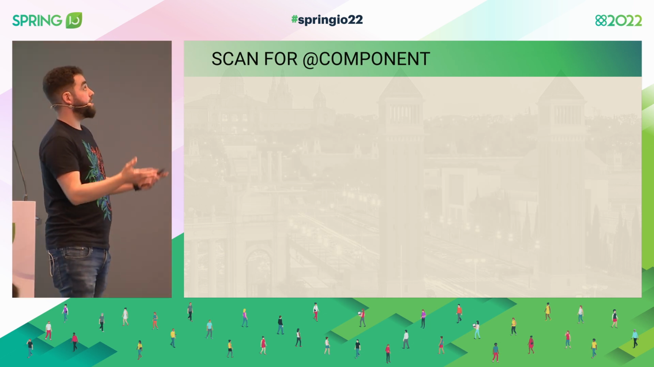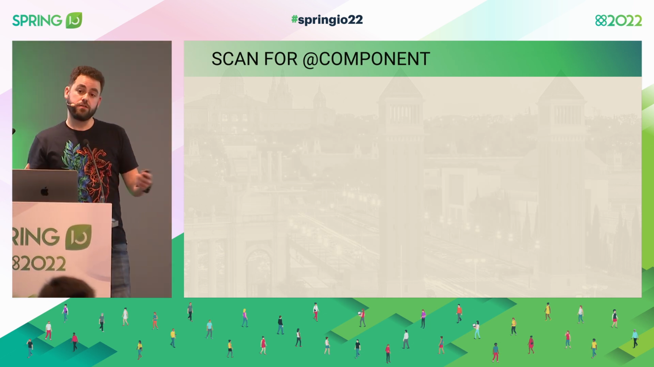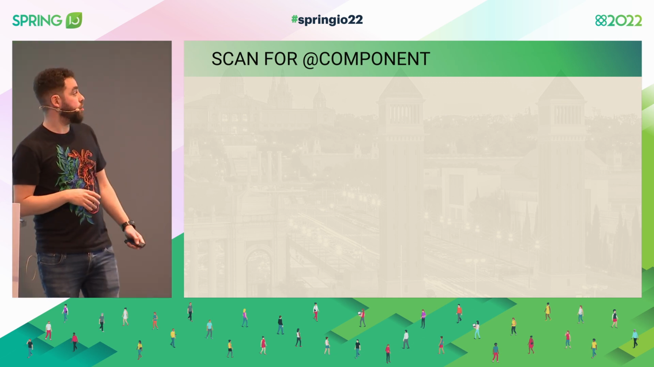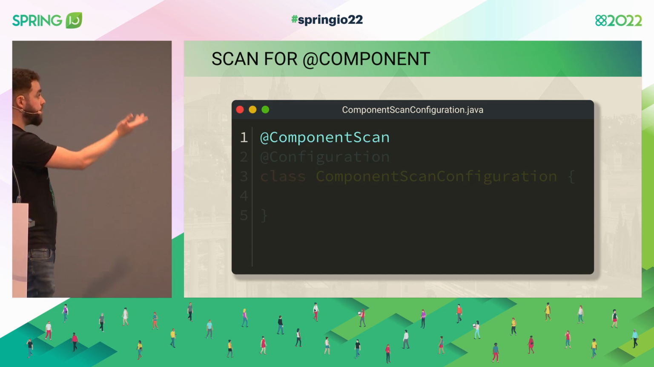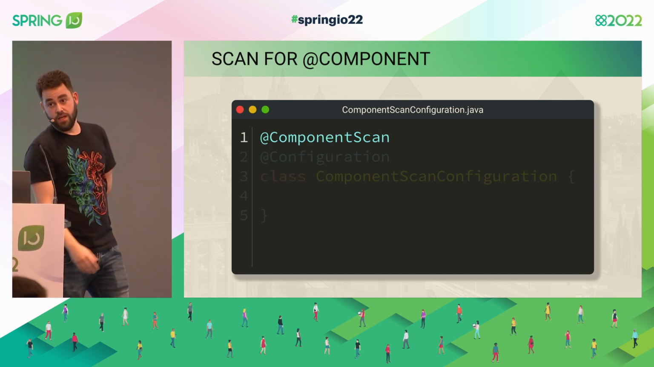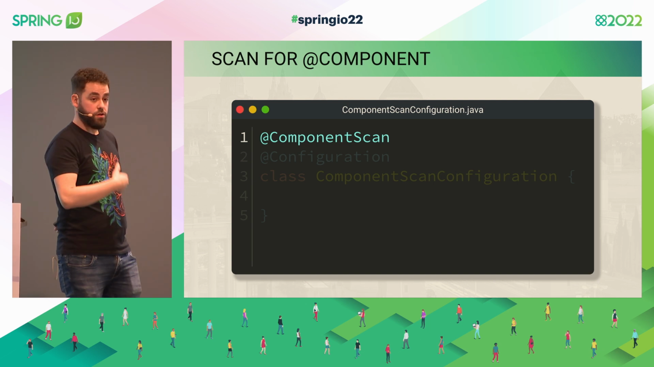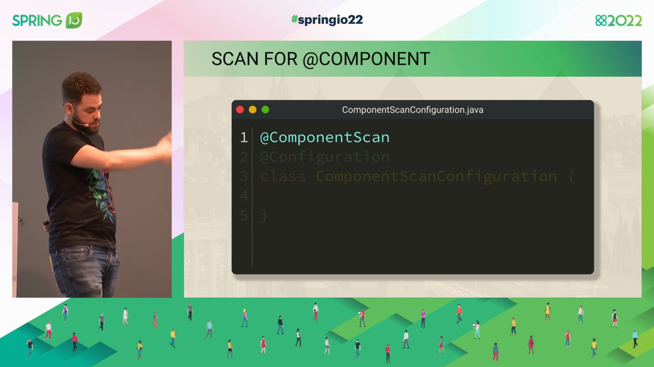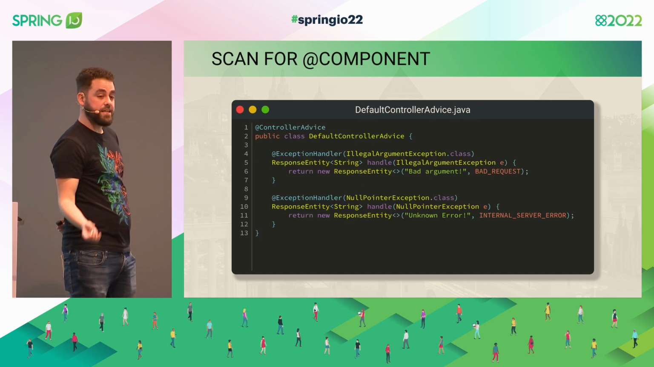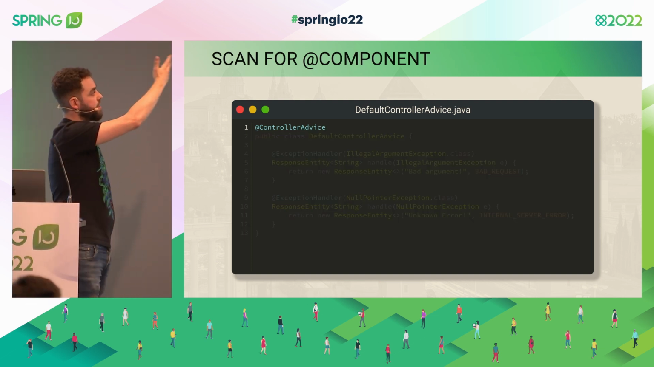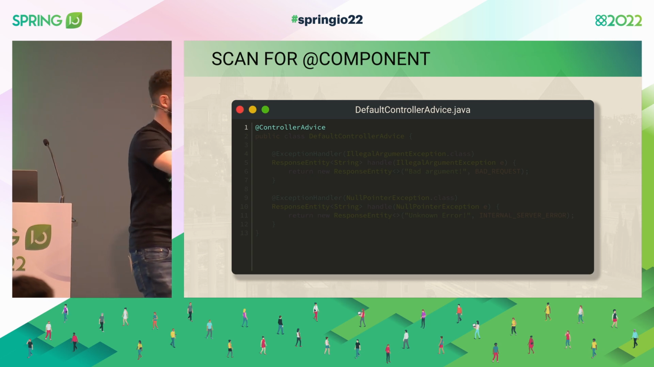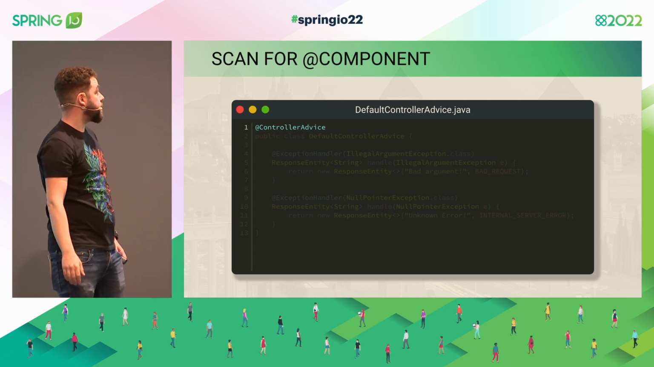And then we had another way, right? @Bean was one option. Scanning for @Component is a different option. And in this case, it's super simple. Again, we have a configuration class. We annotate it with @ComponentScan. So @ComponentScan will just look, by default from this package and all the sub-packages, for classes annotated with @Component or any stereotype. So it's not only @Component, but we have @Controller, @Service, @Repository, @Configuration itself, ControllerAdvice, etc.